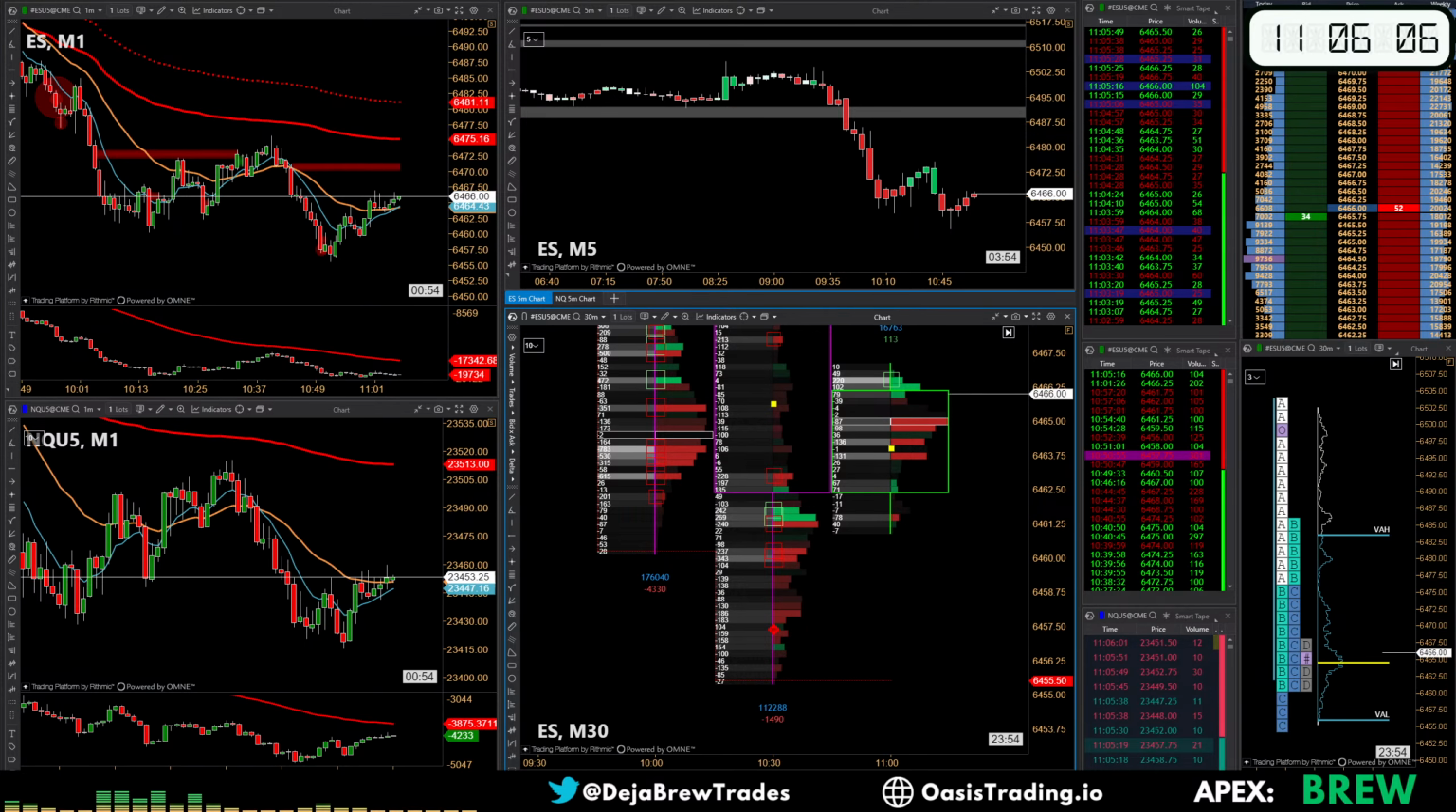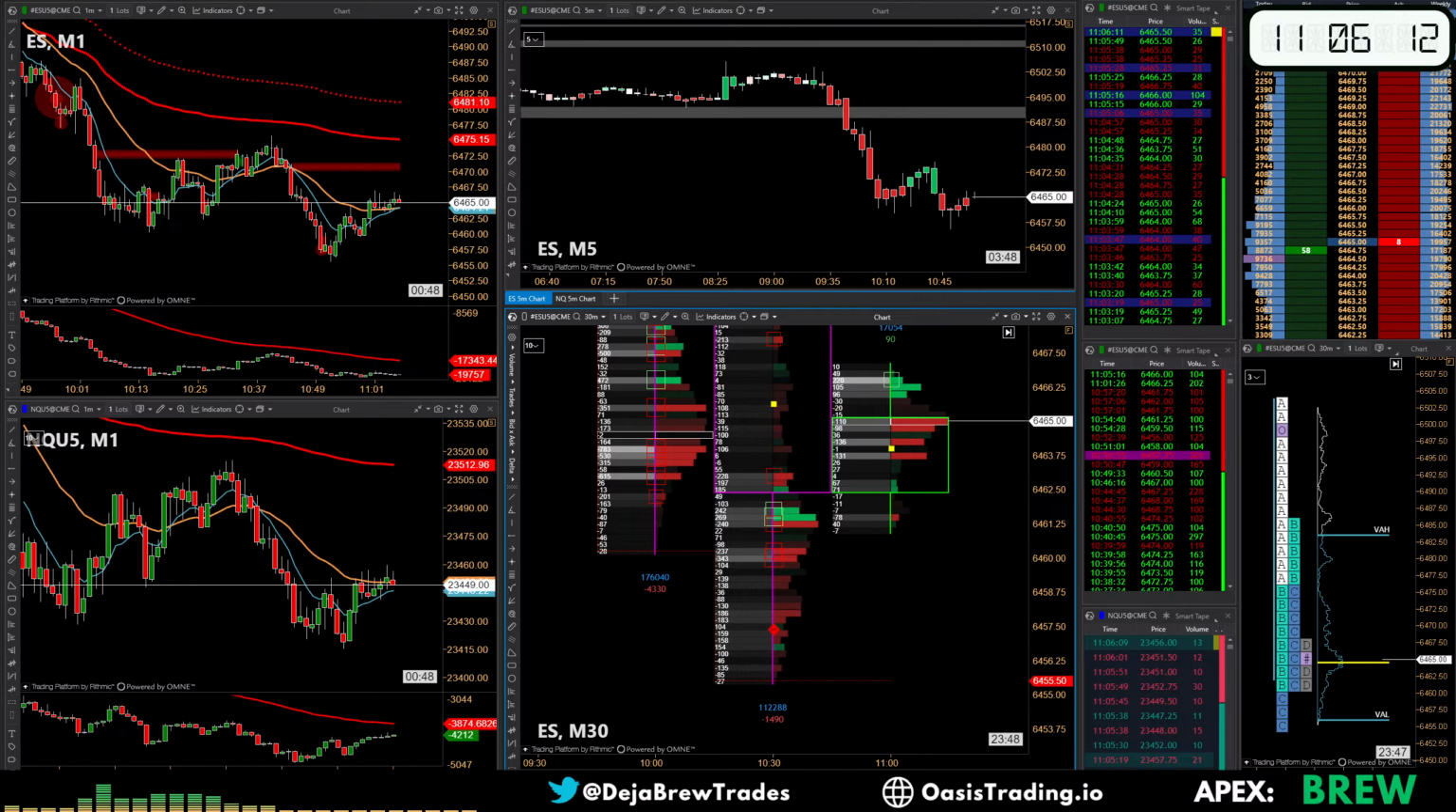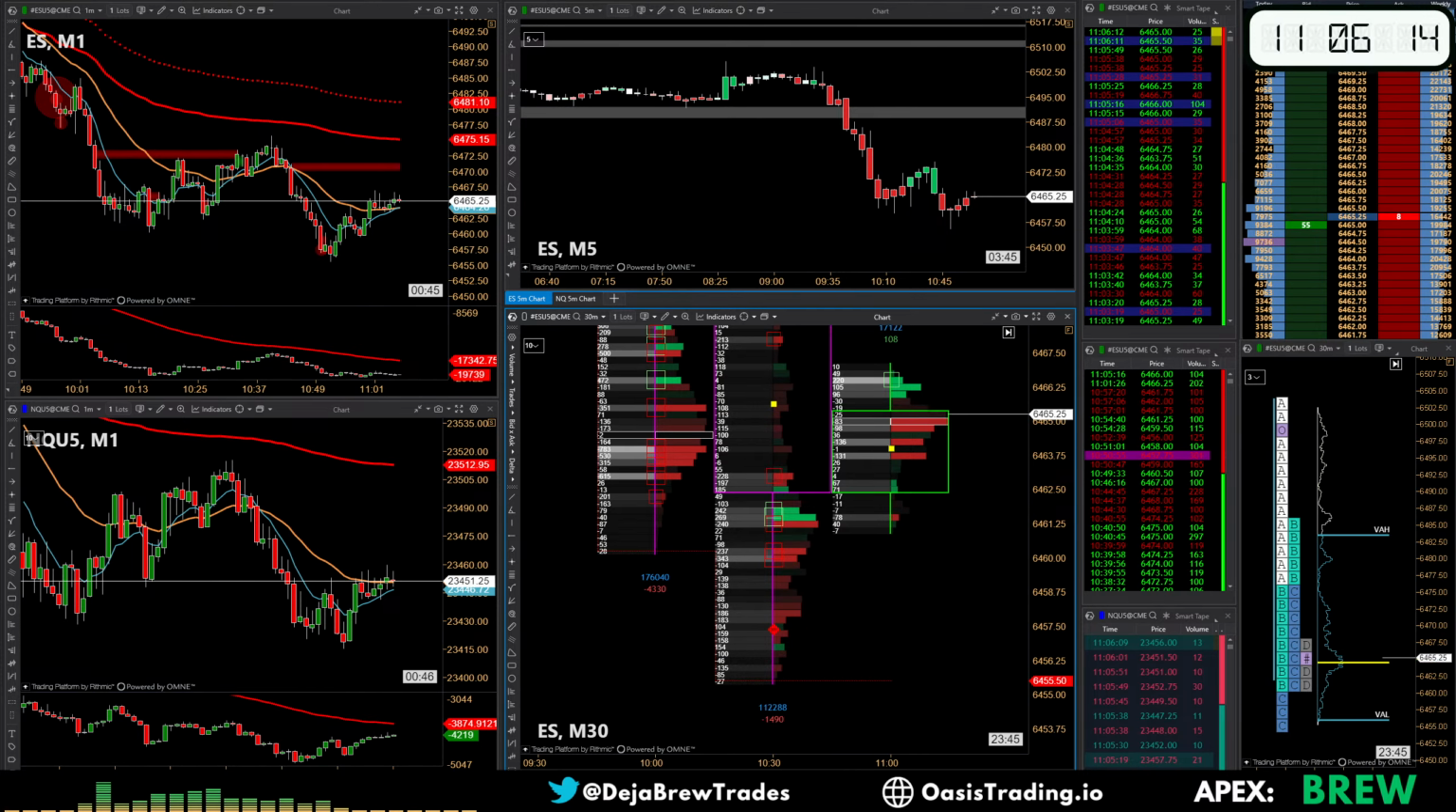Is it possible to trade using only volume profile and VWAP? Yes, for sure. I think a lot of people do that. That's very popular in the volume profile space. It's no indicators, just volume profile, VWAP, volume analysis.